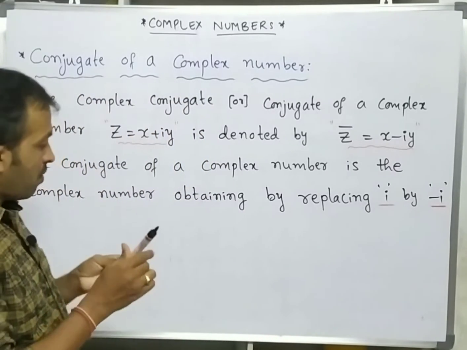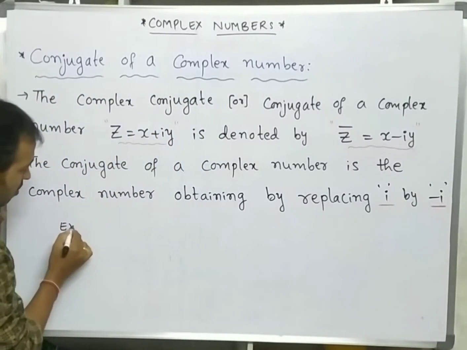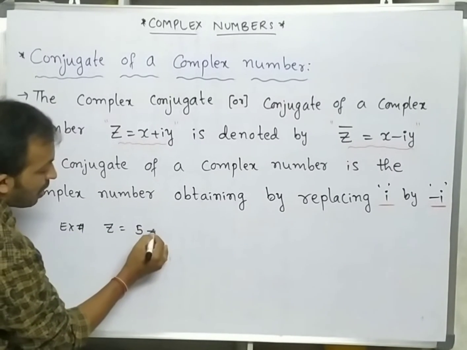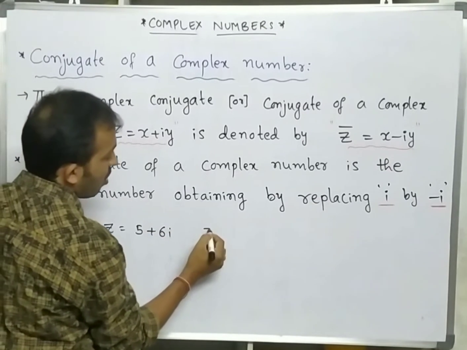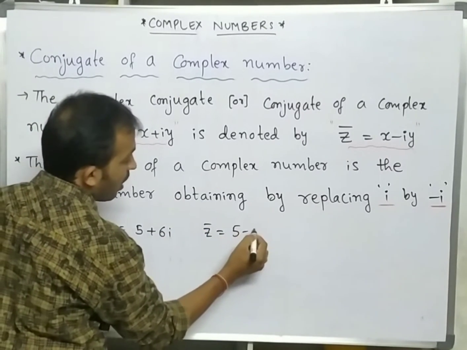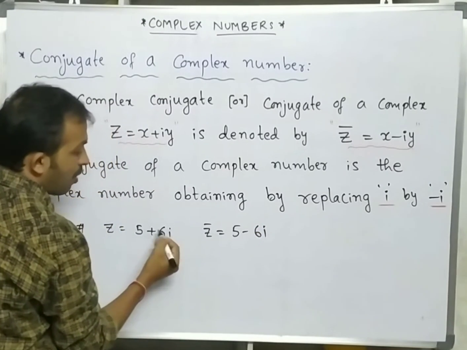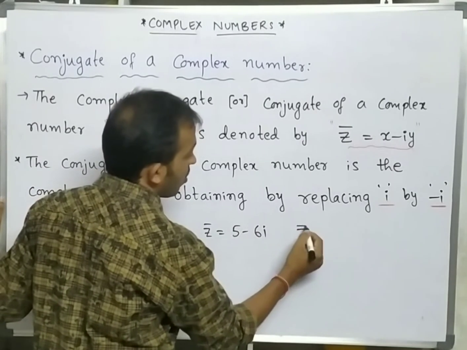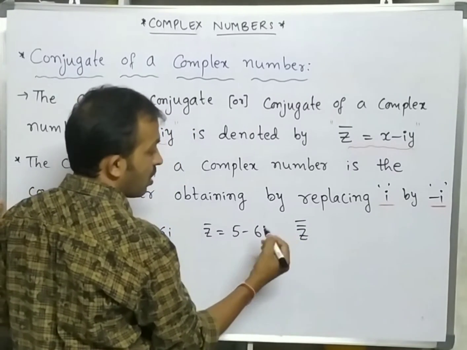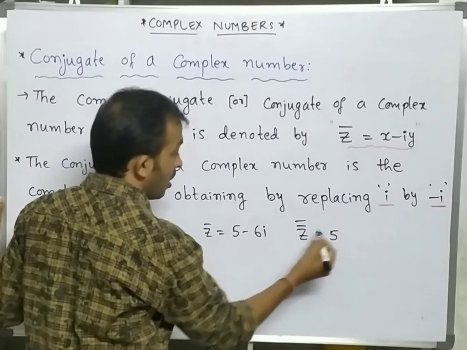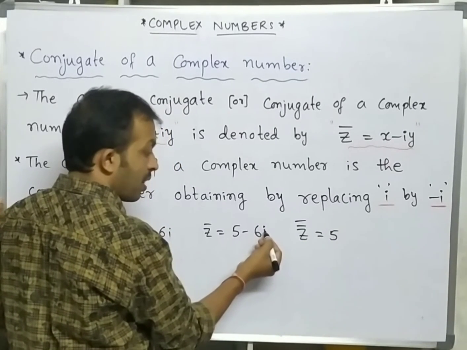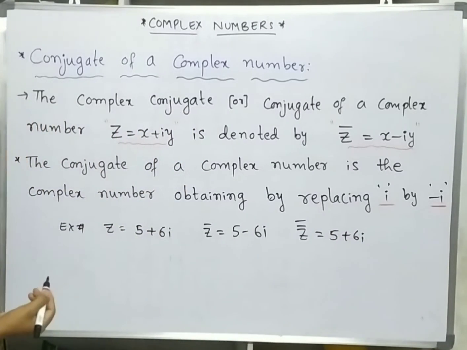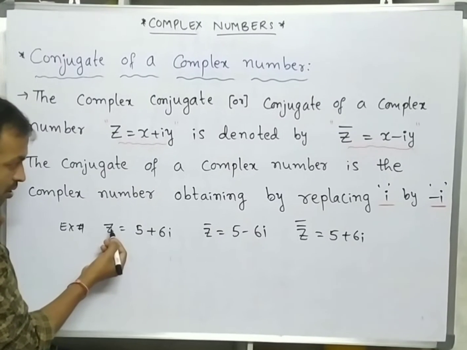So for example, if z is equal to 5 plus 6i, then its conjugate z bar is equal to what? 5 minus 6i, just i with minus i. If we apply conjugate again, z bar whole bar, then again replace i with minus i, minus into minus plus i, 5 plus 6i. So again we will get the same complex number.